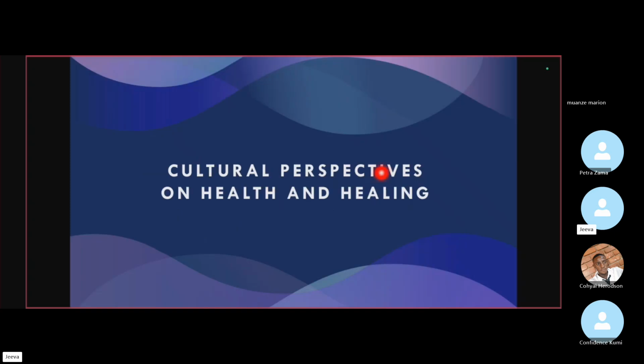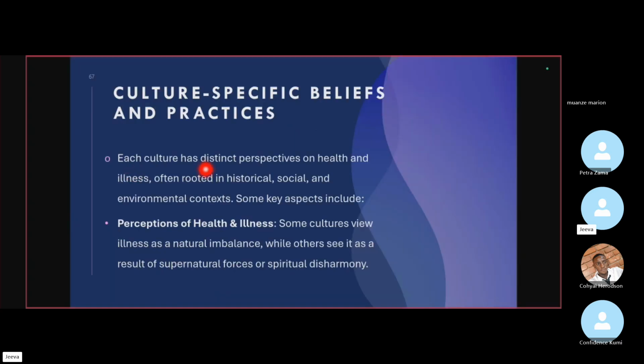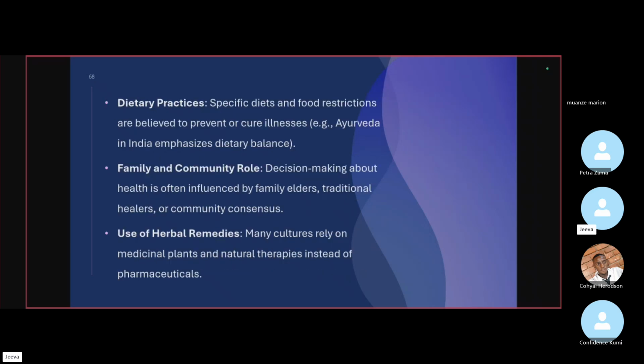Now, cultural perspectives on health and healing. Each culture has distinct perspectives on health and illness, and often it is rooted in the historical, social, and environmental context. Some key aspects include perception of health and illness. Some cultures view illness as a natural imbalance, while others see it as a result of supernatural forces or spiritual disharmony. As I told you, some believe they are getting sick only because of natural issues. Some believe illness is coming because of supernatural power or forces.